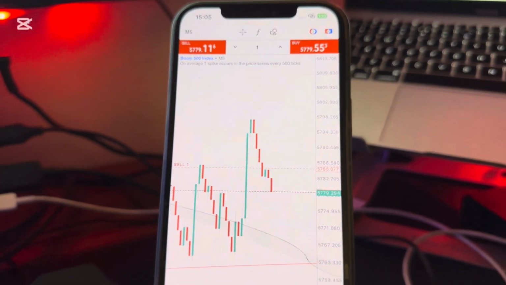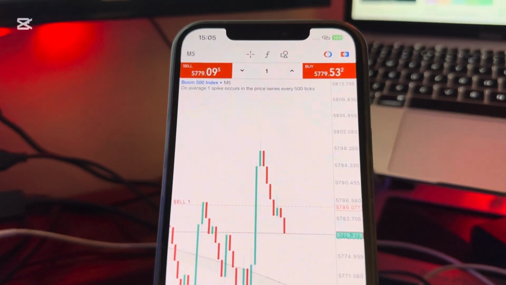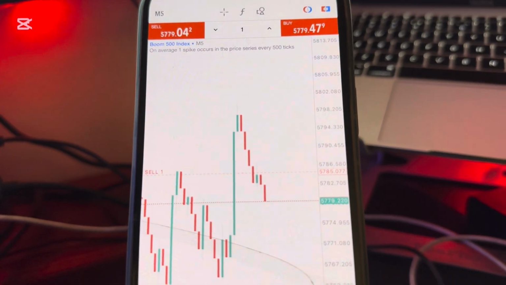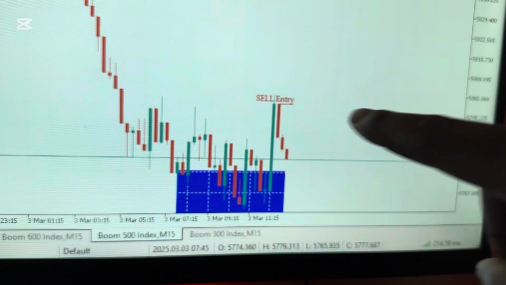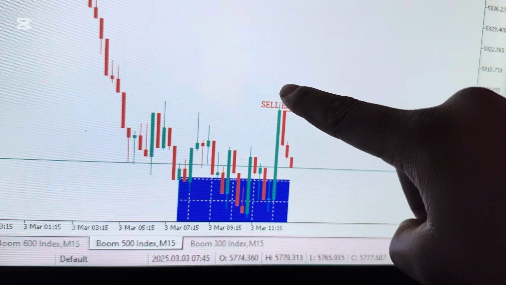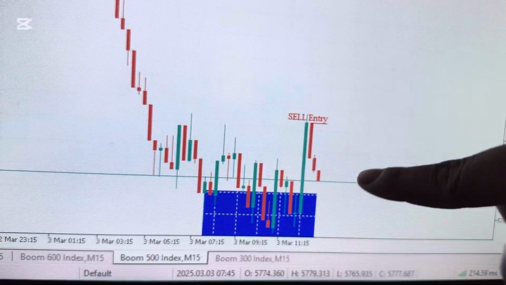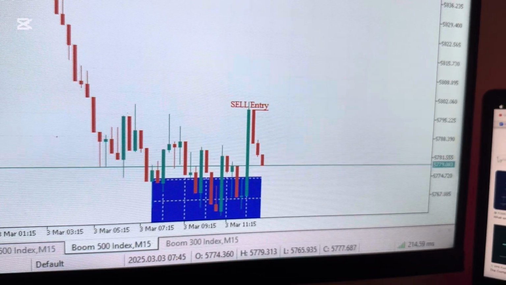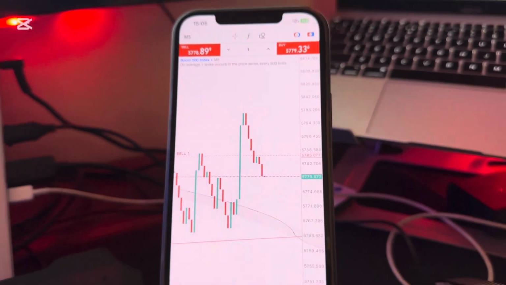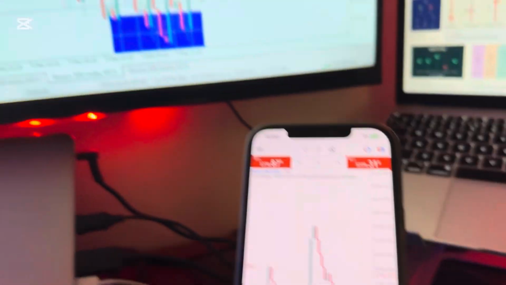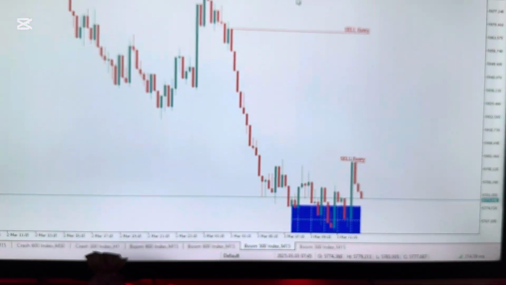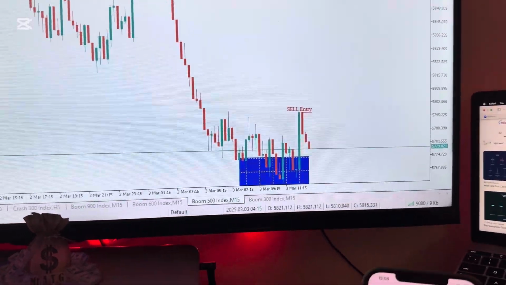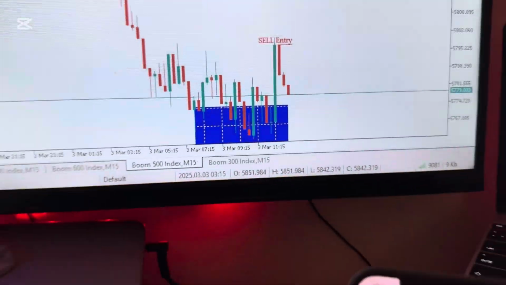All trades in profit. Boom 500 is also now in profit. It's been like 15 minutes since we ended this trade, and we are in profit. We ended this sell trade that we got from the indicator in the 15-minute time frame, and you can see it's been selling for the past 15 minutes non-stop. So we are in profit again on Boom 500. I haven't lost a trade yet with the indicator. I'm going to be updating you guys in a few hours.